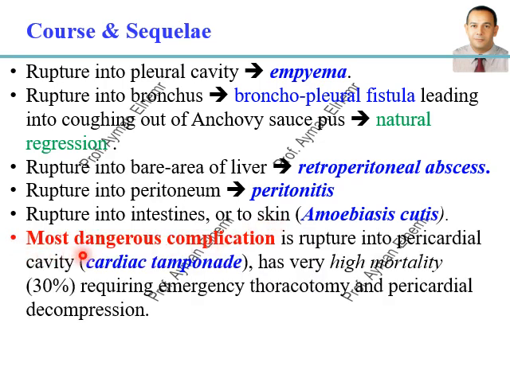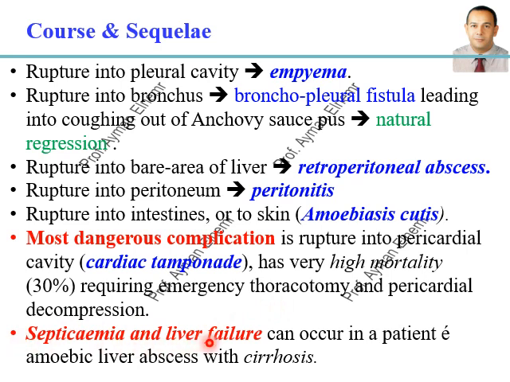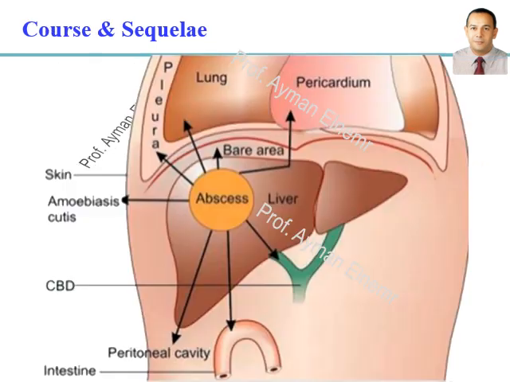The most dangerous complication is the rupture into the pericardial cavity leading to cardiac tamponade, and this condition has a very high mortality reaching up to 30%, and this requires emergency thoracotomy and pericardial decompression. Septicemia and liver failure can occur in patients with amoebic liver abscess on top of cirrhosis. The previously mentioned complications can be summarized in this figure.